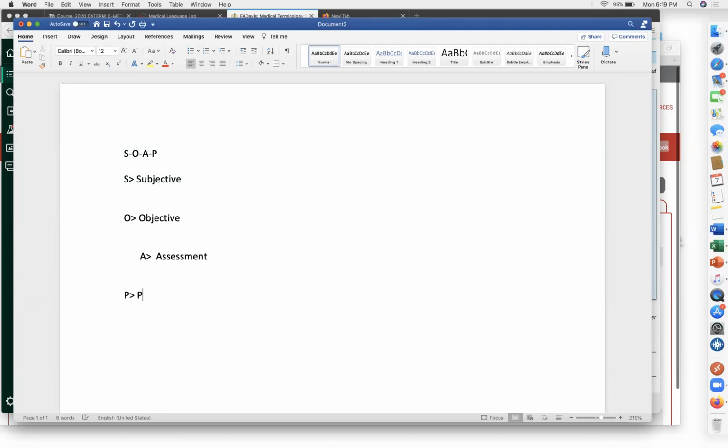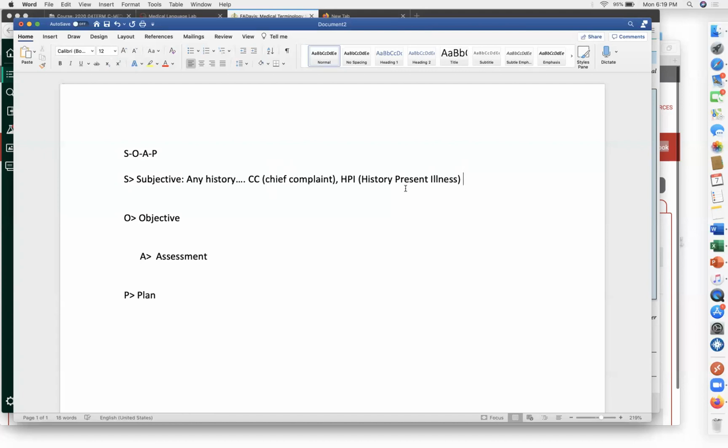Now, the subjective part is any history. So what things are included in the history? CC, which is the chief complaint. History of present illness, which is anything that has to deal with the chief complaint. The chief complaint pretty much is in the patient's words. What brought them to see us.